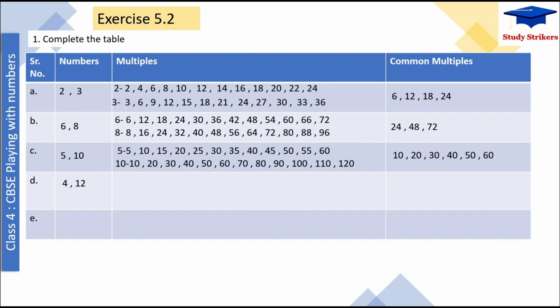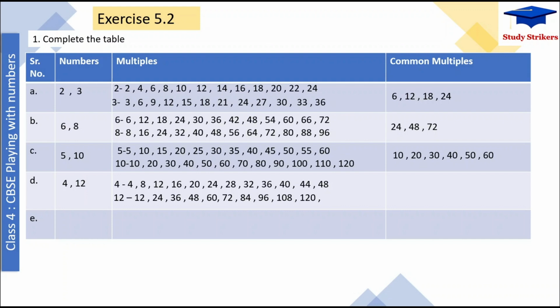Next pair is 4 and 12. 4 multiples are 4, 8, 12, 16, 20, 24, 28, 32, 36, 40, 44, 48. Multiples of 12 are 12, 24, 36, 48, 60, 72, 84, 96, 108, 120, 132, 144. So here the common multiples are 12, 24, 36, 48, right?